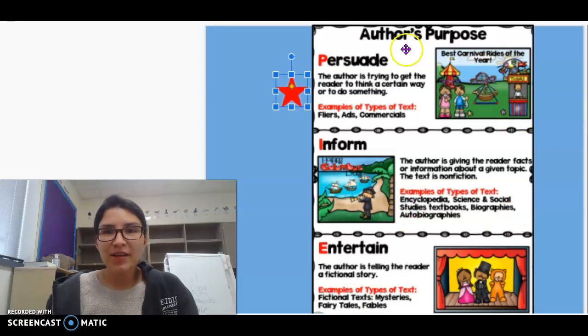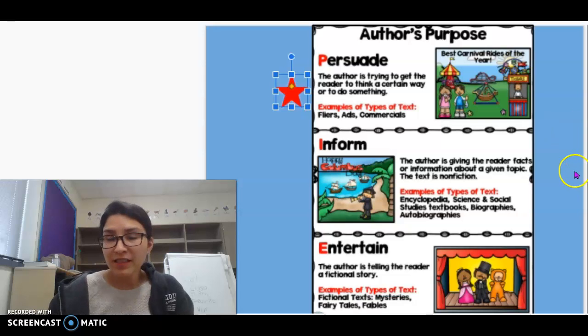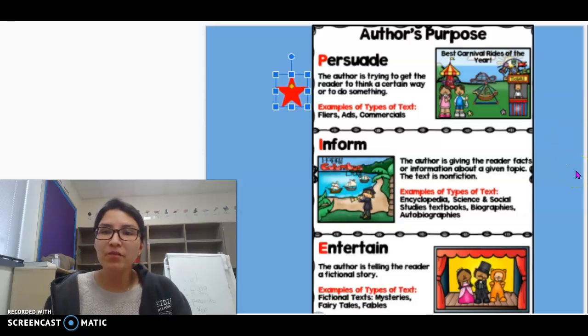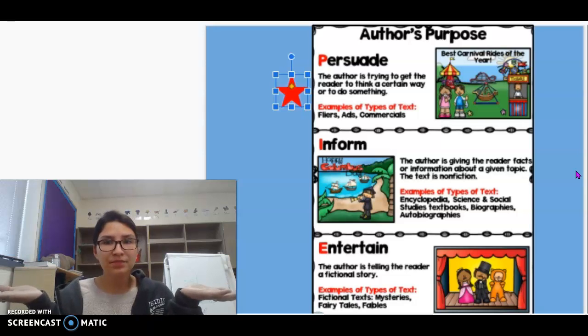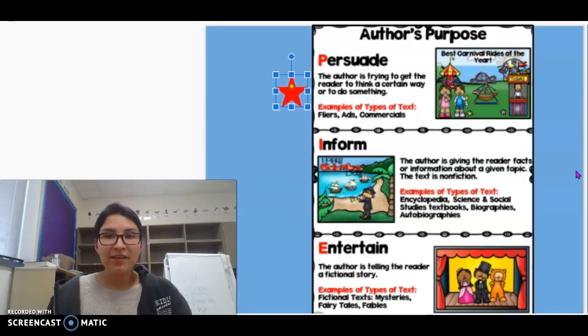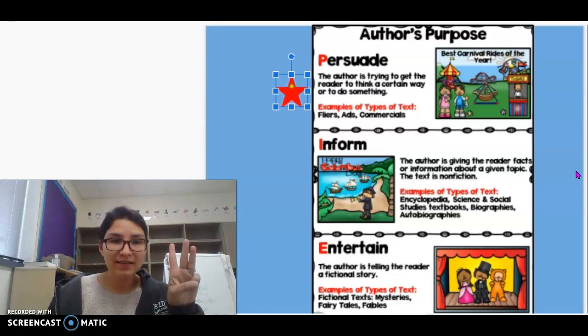Author's purpose. Okay, so today we are going to be reviewing author's purpose. We've gone over this a couple of times, so it should just be a little review. So when we try to figure out the author's purpose, we ask ourselves a question. Why do authors write? They have one of these purposes in mind. They have persuade, inform, or entertain.